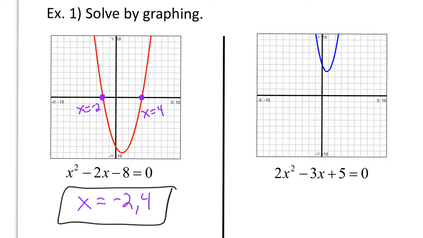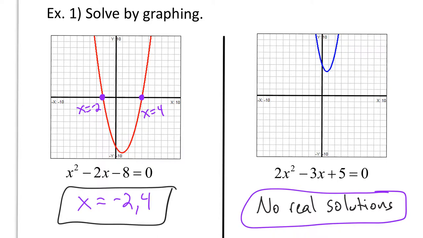Now the next graph, which is this one here, 2x squared minus 3x plus 5 equal to 0. Well, the parabola is up here and is going up. The x-axis is down here. It's not touching the x-axis. So guess what? We have no real solutions because we don't find where the parabola crosses the x-axis. It doesn't. So we say no real solutions. And we have our answers. So make sure that you know how to read the graph and just look for those x-intercepts.